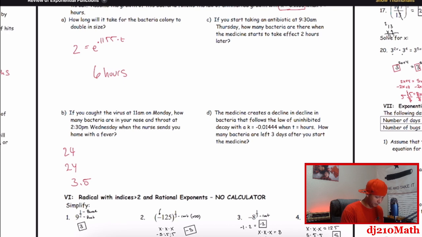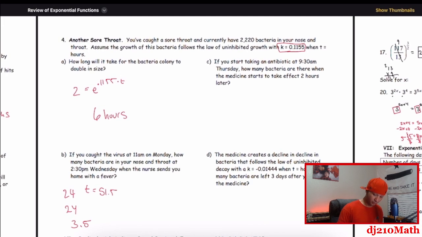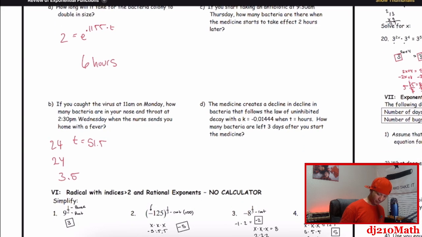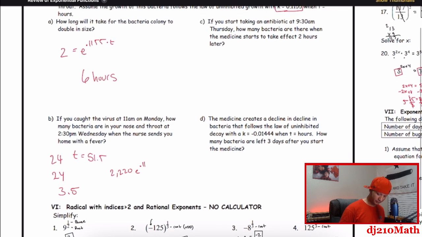So you add these up. All right, 51.5. That's the hours, that's our T. So we're going to plug it into our model. Don't forget that we're starting with 2,220. So 2,220 e to the 0.1155 times 51.5. That gives 850,442.